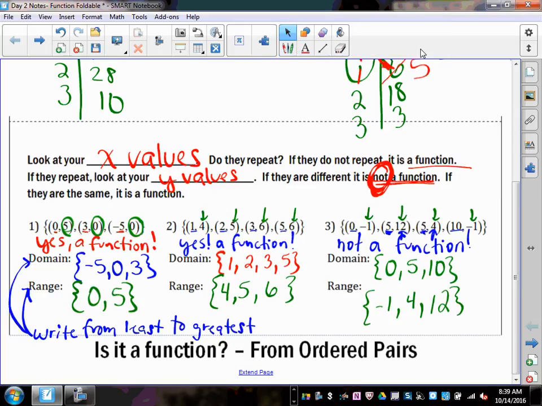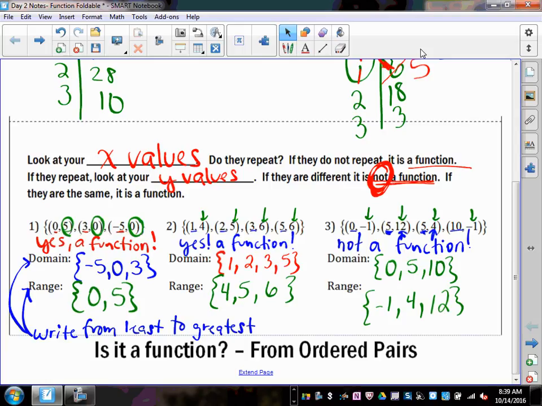So when we look at ordered pairs, we want to look to see, does x repeat? And if it does, does it have 2 different y values? 2 different y values for the same x? Not a function.